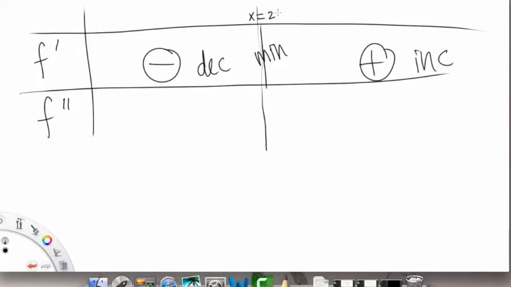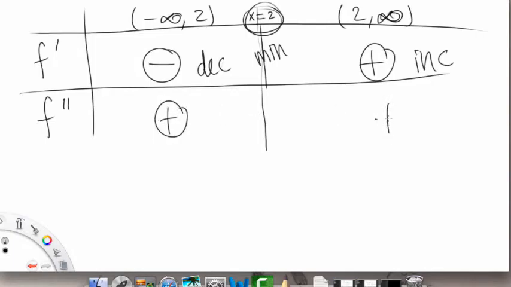And our interval, like I said, the critical point was 2, and there was no other critical point, so this interval has to be negative infinity up to 2. Then we have 2 sitting there, and then 2 to infinity as we continue to the right. And then f double prime, we found that to equal positive 2 for all x, so it's just going to stay positive for both of these intervals, for all of the real numbers, okay? So there is no point of inflection here. The positive means we're concave up on both of these intervals, okay?